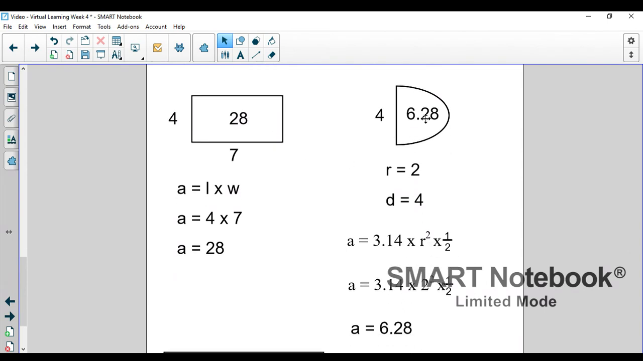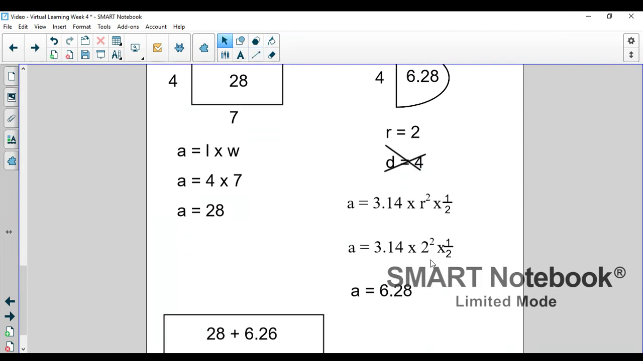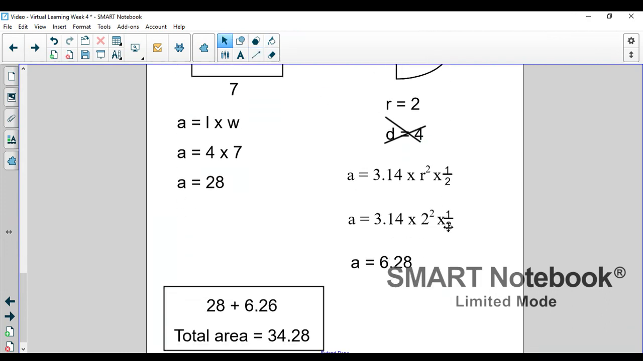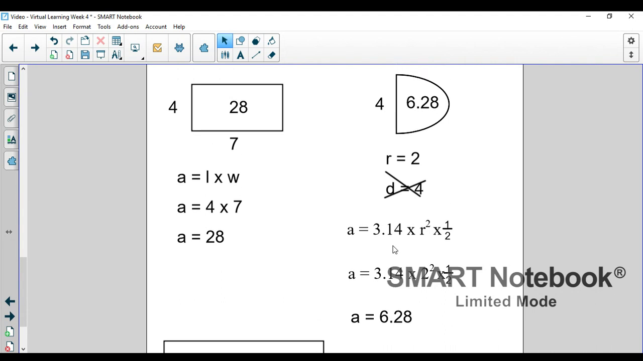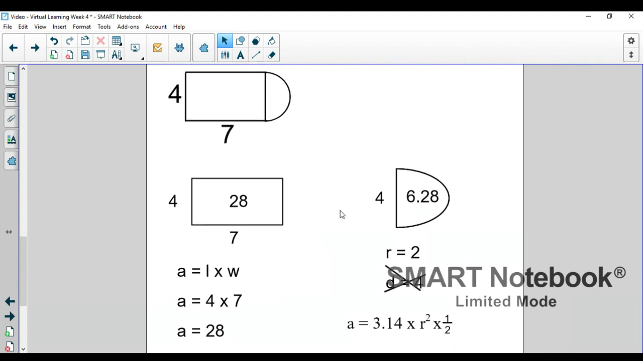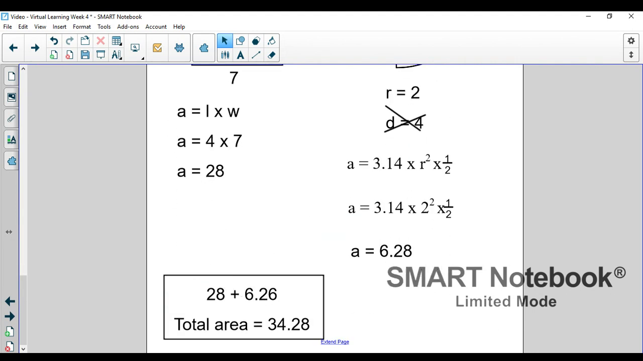Well, over here, I have a semicircle. Again, my diameter was given to me, 4. I know my radius is 2. I know that for my area formula, I want the radius of 2. Pi times 2 to the second power times 1/2. Since I have a semicircle, I need to multiply times 1/2. I would get an area of 6.28. Again, I want to combine these two areas. So the last step would be to add them together.